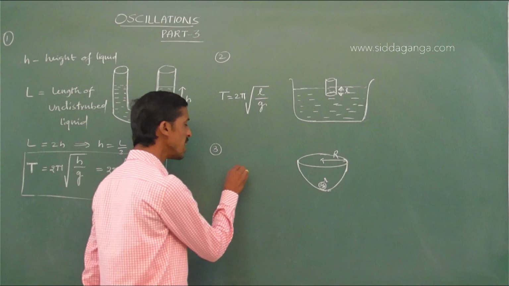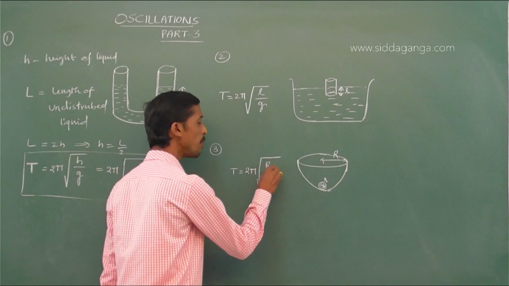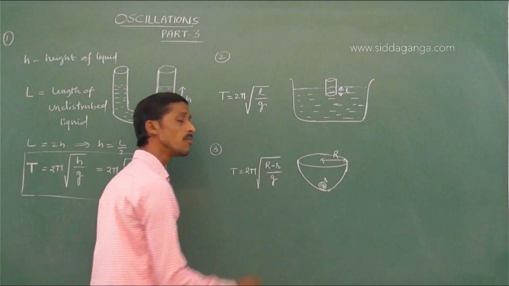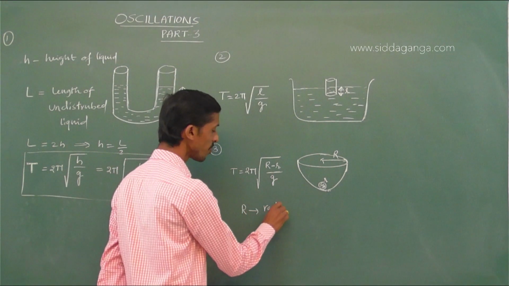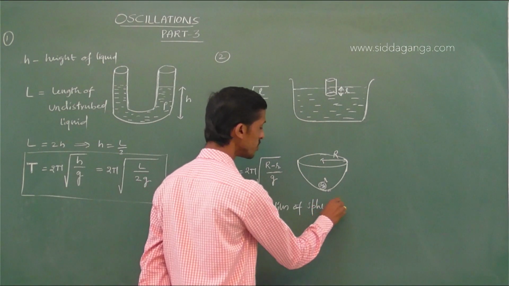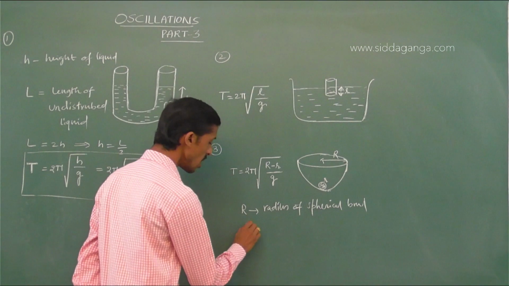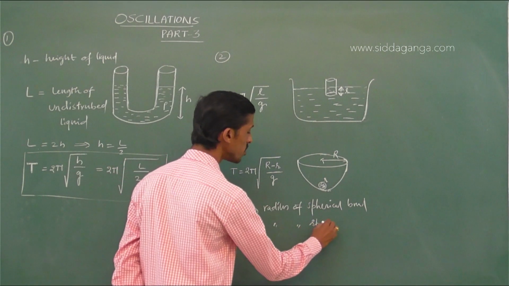So the time period formula is T equal to 2 pi root of (capital R minus small r) divided by g. Here capital R is the radius of the hemispherical bowl, whereas small r is the radius of the spherical ball.